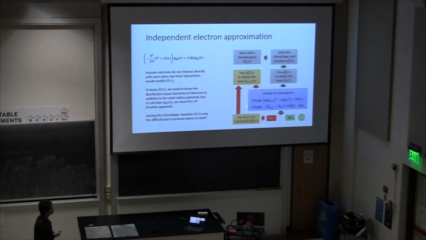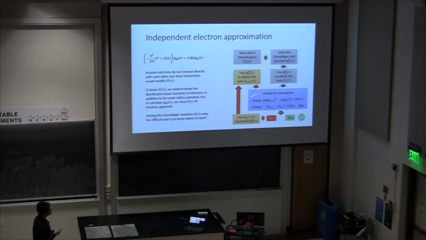One is a charge criterion, and the other one is an energy criterion. The charge criterion, simply what you do is that you calculate |ψ_{n+1}|². So let's say here you calculate, say, the first solution versus the 0th solution, for example.